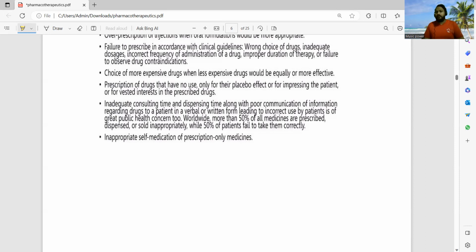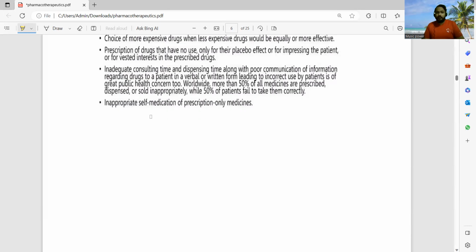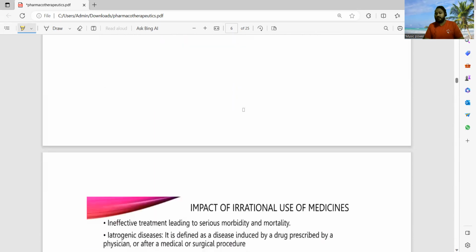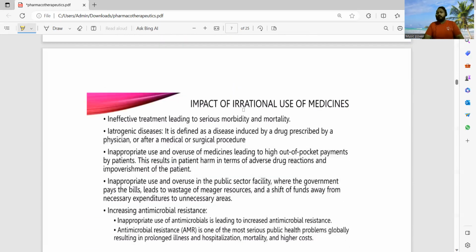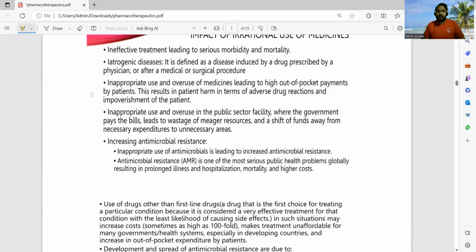More than 50% of medicines are prescribed, dispensed, or sold inappropriately, while 50% of patients fail to take them correctly. So it is a bitter fact. Inappropriate self-medication of prescription-only medicines. Now we move to the next point, impact of irrational use of medicines.